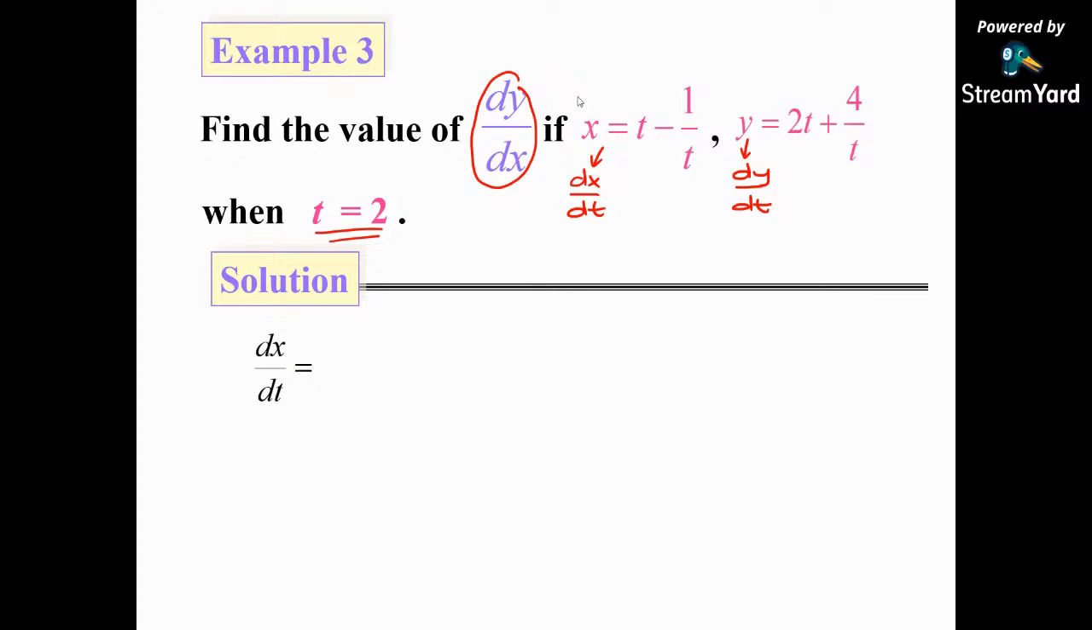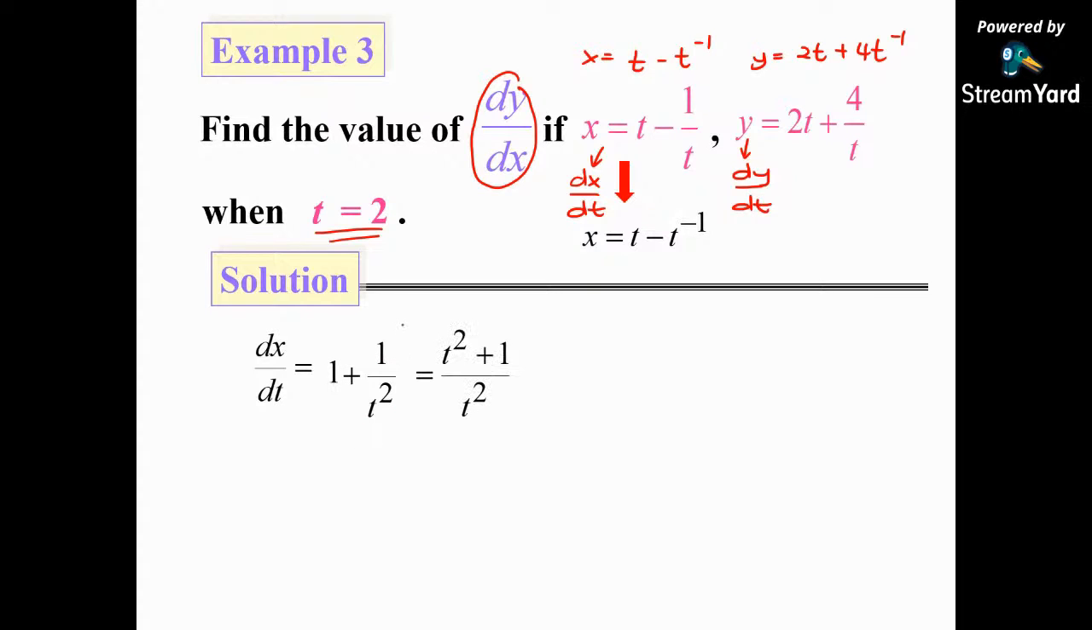Okay, so dx over dt. Over here, I'm going to bring this one up, so x is t minus t to the power of negative 1, and y is equal to 2t plus 4t to the power of negative 1. We're going to use the power rule for this. So this is 1, and then we bring the power down: negative 1 times negative, so it will be a plus, so plus 1 over t squared.